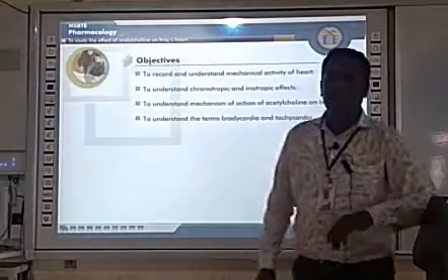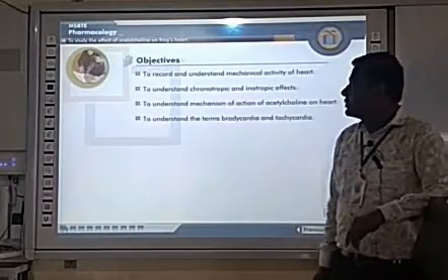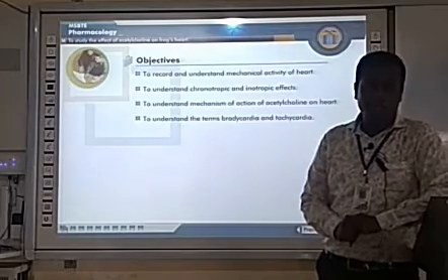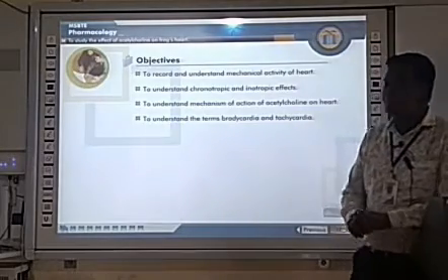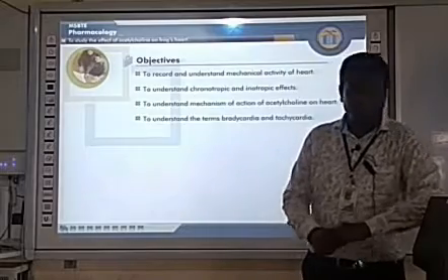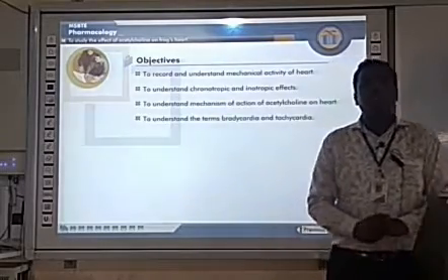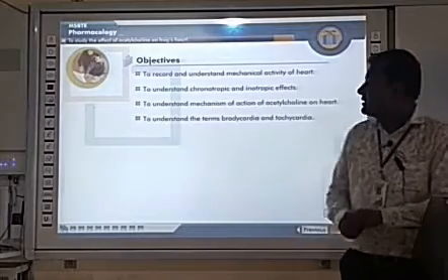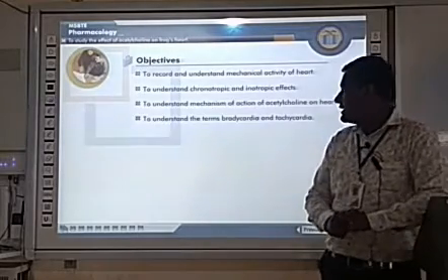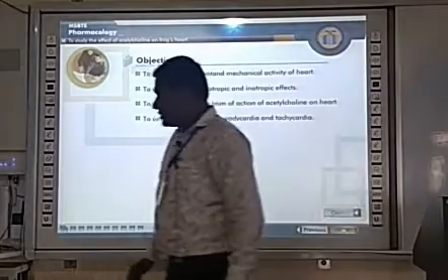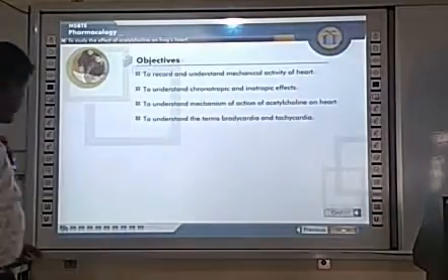The objectives of experiment number 3 are to record and understand the mechanical activity of the heart, to understand chronotropic and inotropic effects, to understand the mechanism of action of acetylcholine on the heart, and to understand the terms bradycardia and tachycardia. So these are the objectives of experiment number 3.